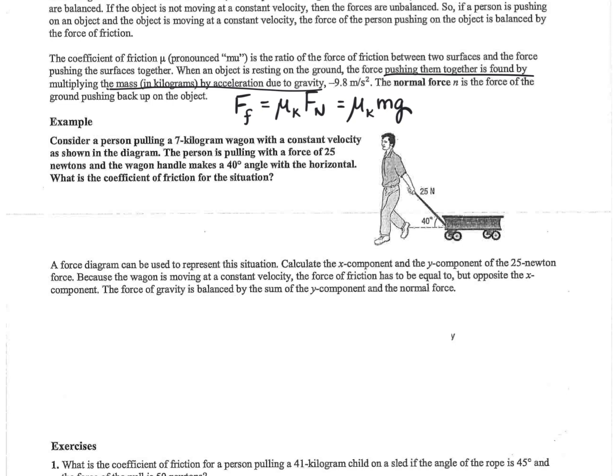Now, let's look at an example here. It says, consider a person pulling a 7-kilogram wagon with a constant velocity as shown in the diagram. The person is pulling with a force of 25 newtons, and the wagon handle makes a 40-degree angle with the horizontal. It says, what's the coefficient of friction for this situation?